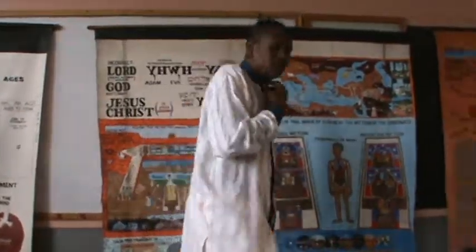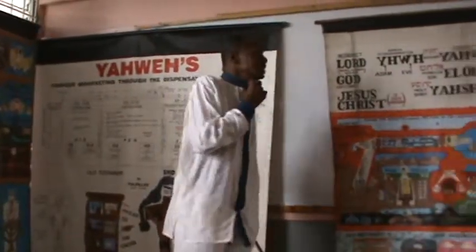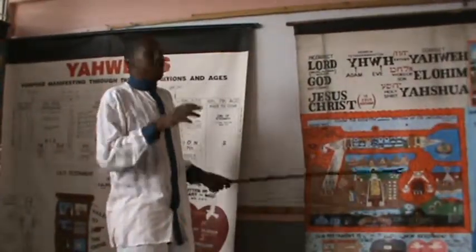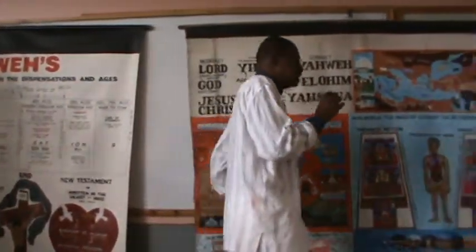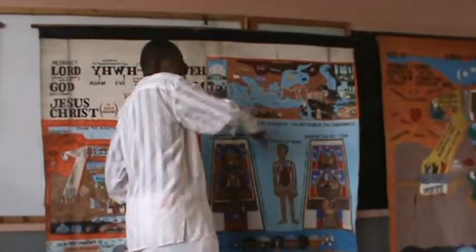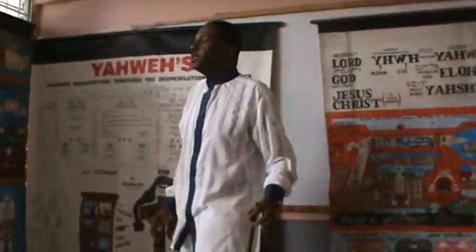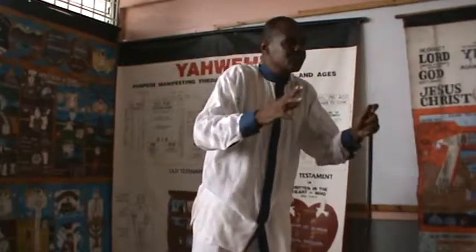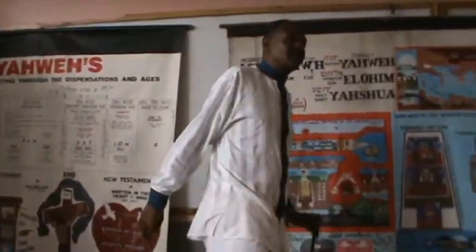Now give me John 17:1-3, please. These words spake Yahshua, and lifted up his eyes to heaven. Man's mind can only receive things that are tangible, so listen to this. He lifted up his eyes to heaven, but never look in the sky, because heaven is not in the sky.